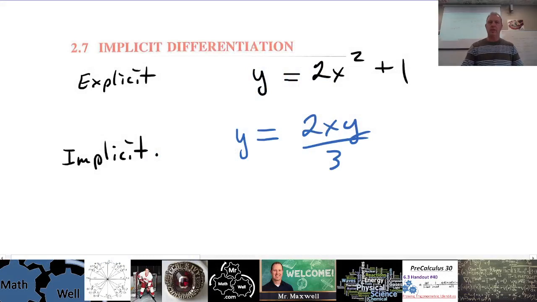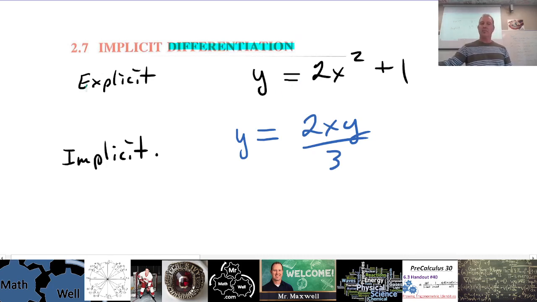All right, so this is 2.7 implicit differentiation. First of all, a couple basic things. We are going to be taking the derivative, okay? So differentiation is the verb for taking the derivative. We're going to differentiate. Now, there are two types of equations.